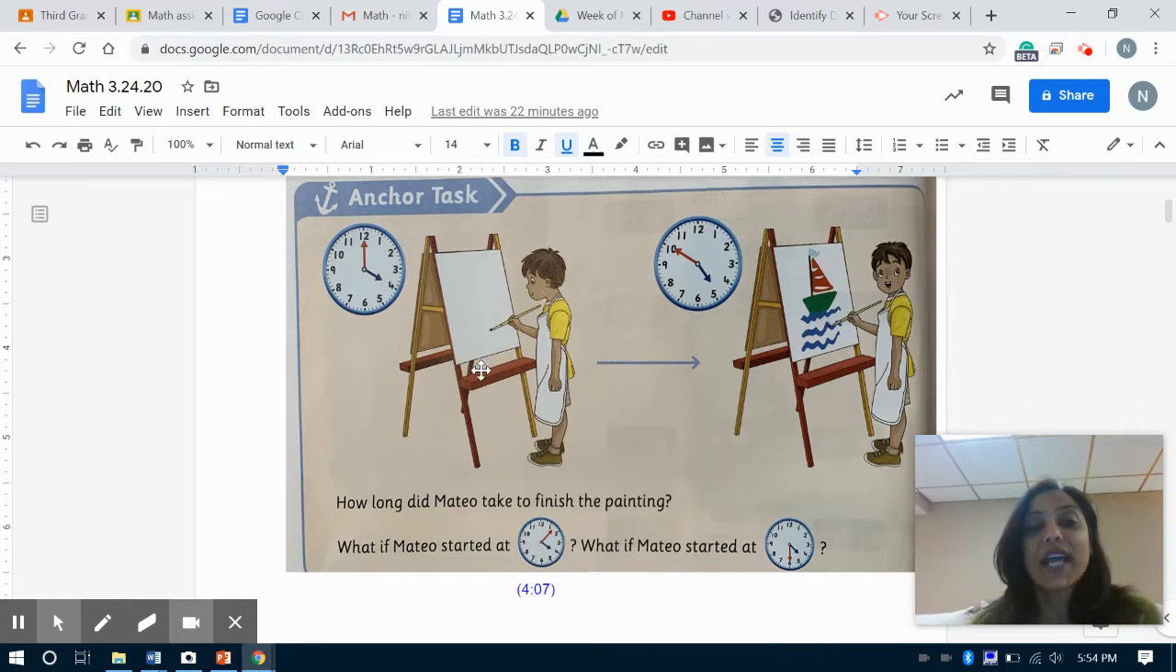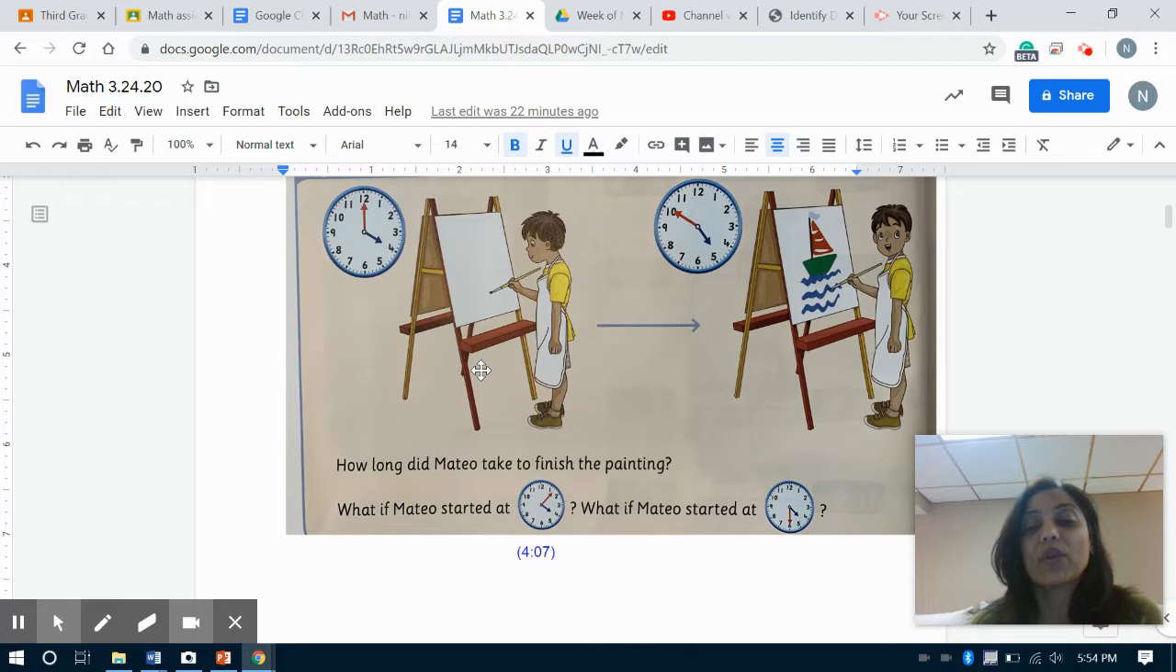So here the anchor task says, how long did Matteo take to finish the painting? Here is his start time, it's 4 o'clock, and his end time, which is 4:50. How long did it take him? We're going to explore the answer in a little moment and a strategy that you can use.